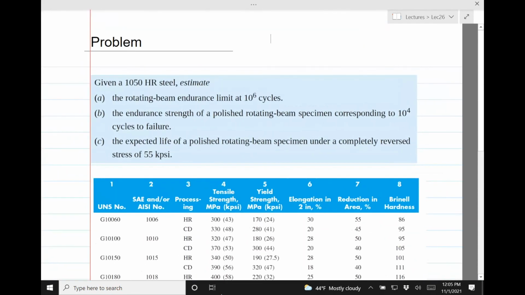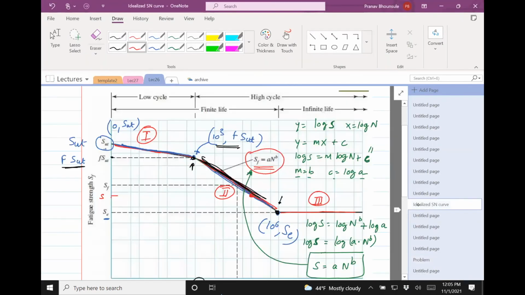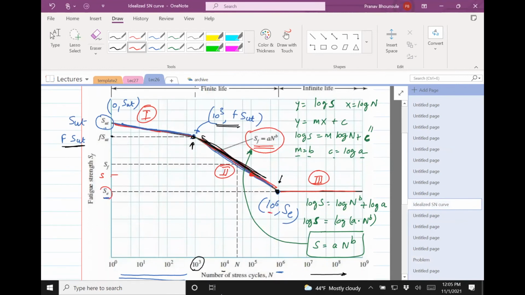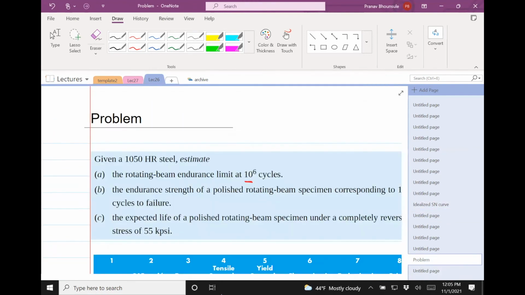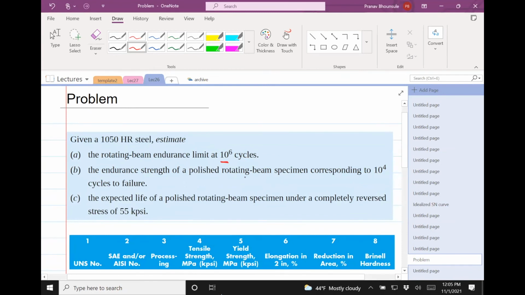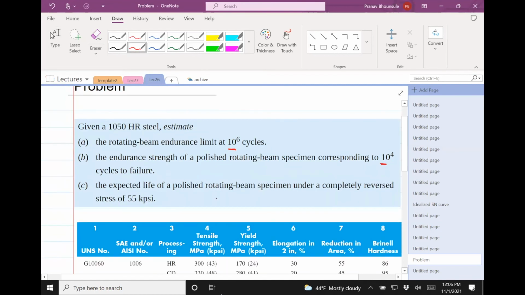Okay, let's focus on the question first. Given a 1050 HR steel, this type of steel, estimate the endurance limit at 10 raised to 6 cycles. Okay, so what's 10 raised to 6 cycles? That's the cycles at which you have the infinite life, right? So to find the endurance limit, the endurance strength of a polished rotating beam specimen corresponding to 10 raised to 4 cycles to failure, and then the expected life of a polished rotating beam specimen under completely reversed load stress of 55 kPSI.